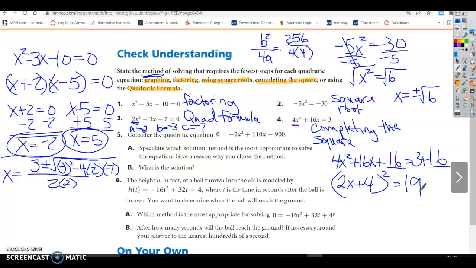So again, it is handy to be able to choose which method to use, and it is handy to know different methods because sometimes different things work better for different equations. Now, all of these you could graph and check to see if your solutions are correct. And if you have any questions on any of these methods, please let me know.